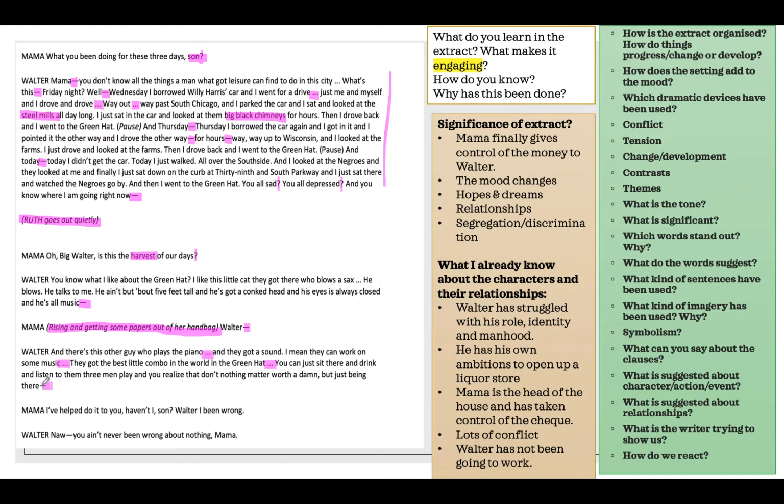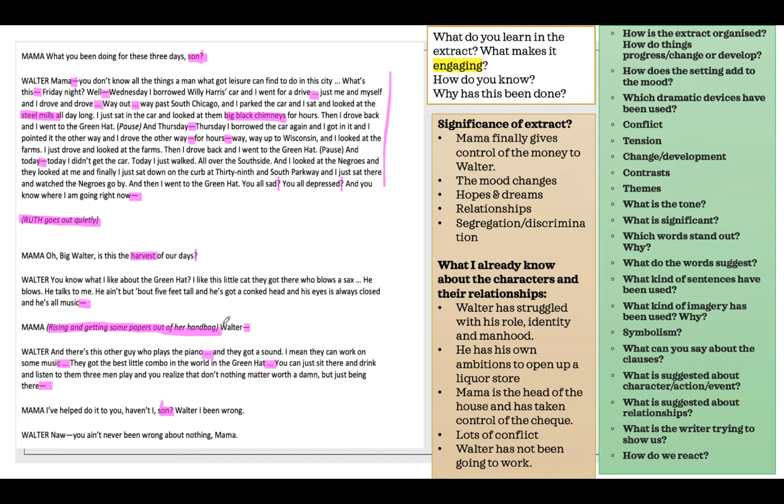And then we have again this interruption. And Mama says, I've helped you to do it, haven't I, son? Walter, I've been wrong. So this is the second time that she calls him son. So we also start the extract off with her saying son. And it's a question. So we start off with, what have you been doing for these days, son? And then we have here, I've helped to do it to you, haven't I, son? So I would maybe think about why she repeats this word, why she uses the word son rather than his name as she does up here.